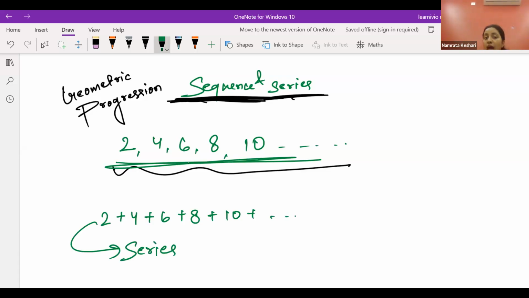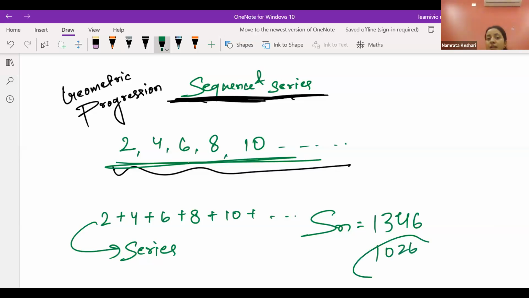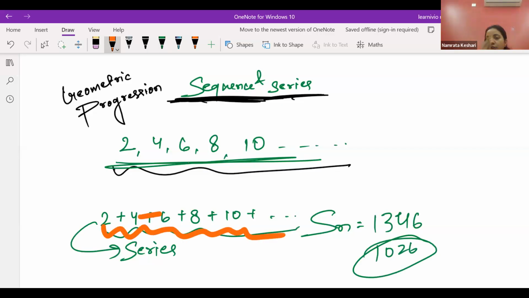Series doesn't mean the final answer Sn, the summation of 5 terms, 6 terms, or 7 terms. The Sn value may be 1346 or maybe 1026. That is not the series. The series is just the representation: 2 added with 4, added with 6, added with 8, added with 10. This representation we call a series, not the final answer. The final answer we call the sum of the series. Are you getting it?